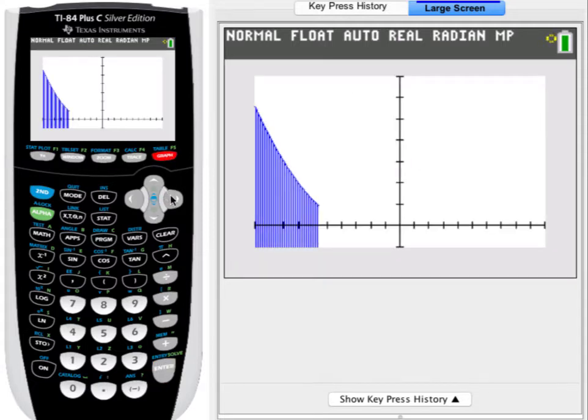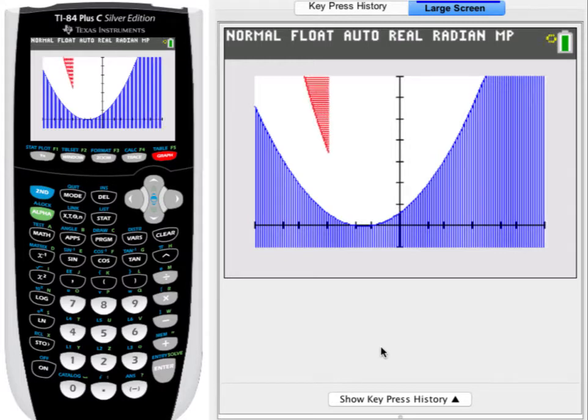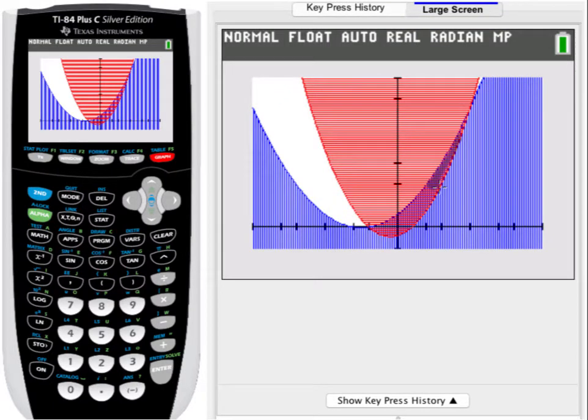Now, what I'm looking for in this graph is where the two shaded regions intersect. So when the red graph and the blue graph intersect, you can see this purple color here. That's the intersection. And I only want the x values in which they intersect.